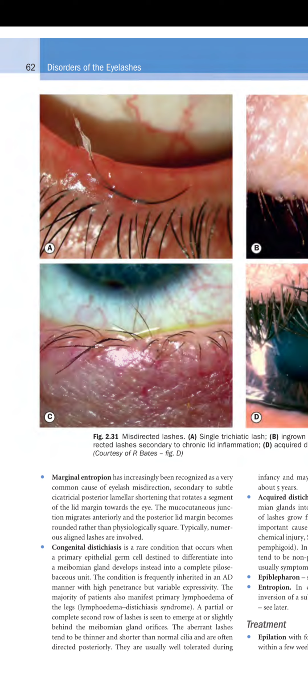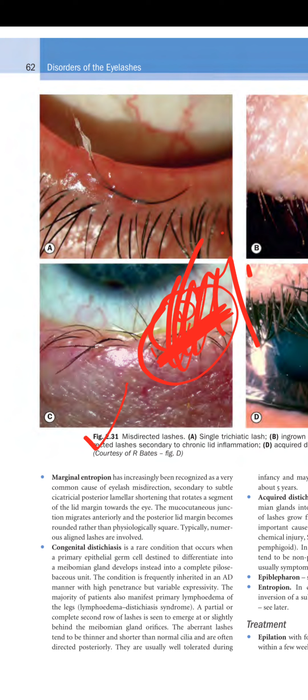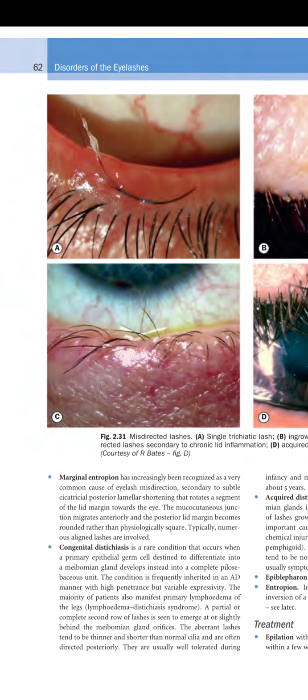So what happens in case of scarring? Whenever there is scarring of something, the portion which has the scarring undergoes shortening of that area. So in case of an entropion, there is a shortening of the conjunctival or posterior lamellae. Whenever there is a shortening of that, it will cause the inversion of the eyelid. So that is how we get the misdirected lashes with an entropion.